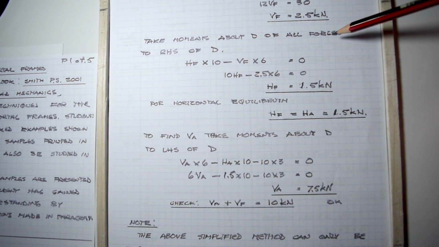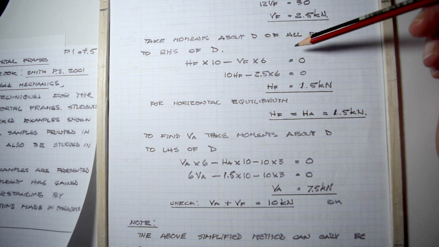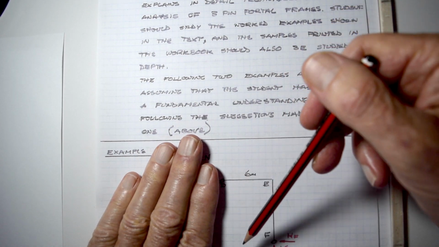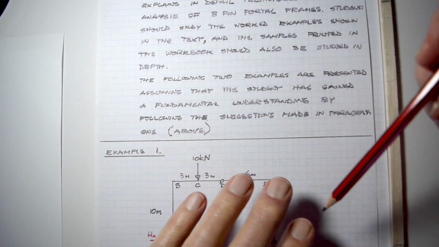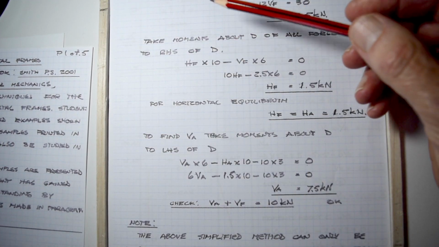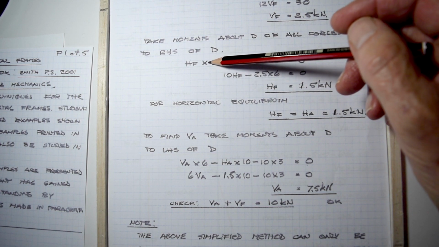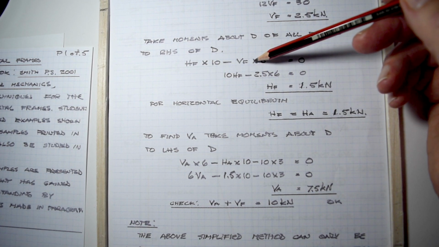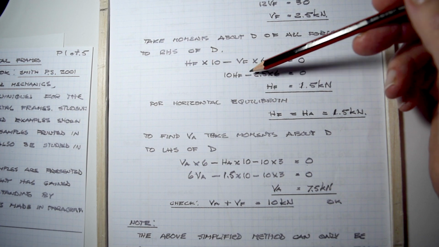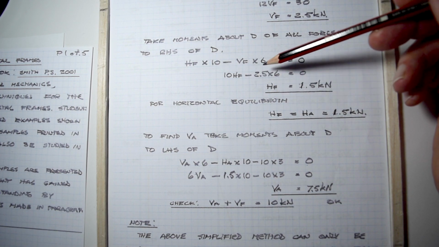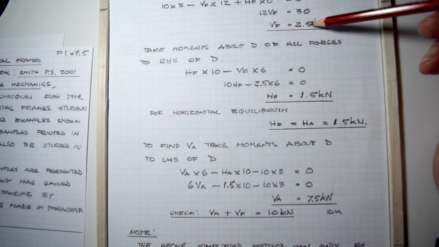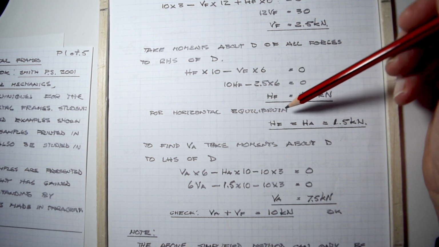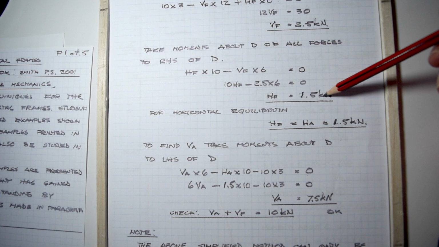We take moments about D, the next step, of all the forces to the right-hand side of D. So all the forces to the right-hand side of D, all these forces, VF and HF. That's what we're doing in this step. HF times 10, because the column is 10 meters high. VF times 6, because that's the horizontal distance to D, equals 0. Solve this, and substituting the VF that you worked out up there into this equation, there it is, the 2.5 kilonewtons, you can compute that HF equals 1.5 kilonewtons.